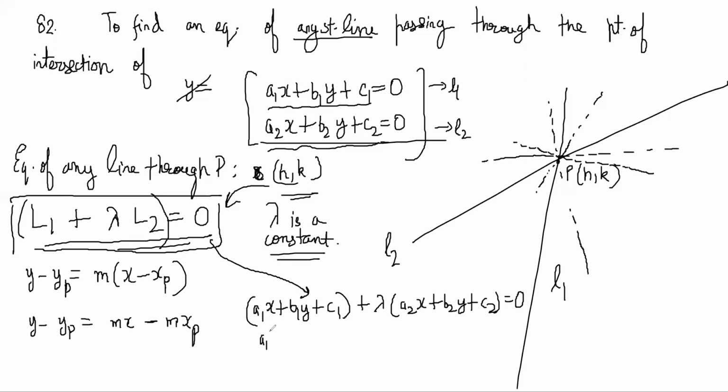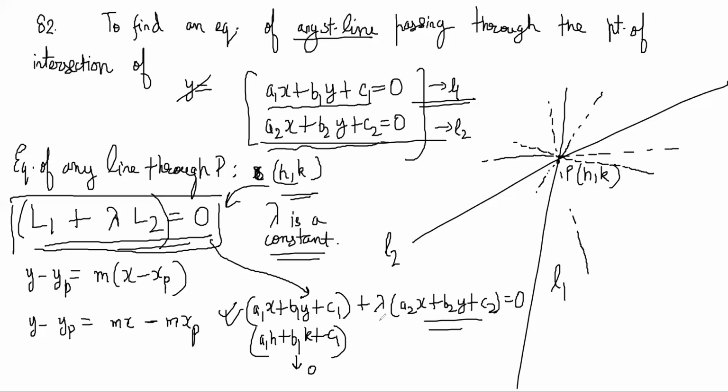Then if you put (h, k), a1h plus b1k plus c1, that is individually itself 0, no? Because of this. And this is also itself 0. So clearly the whole thing will be 0, right? That means that this expression will be 0 if you put P(h, k) into it, right? That means it is passing through P(h, k). You are convinced that it is passing through P(h, k), right?